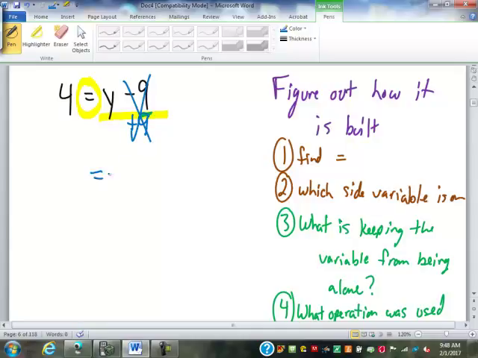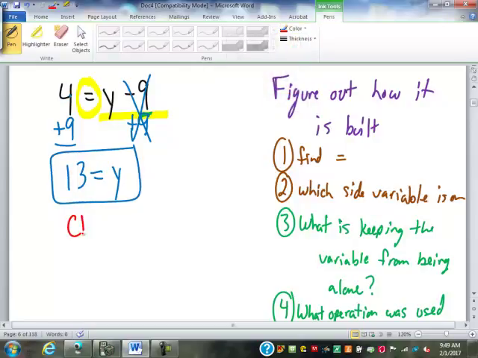So all that's left over here is y. Now what do I have to make sure I remember to do? Add 9 to the other side to keep my scale balanced. 4 plus 9 is 13. And there we are. We are to that form of a variable equals a number, or a number equals a variable.